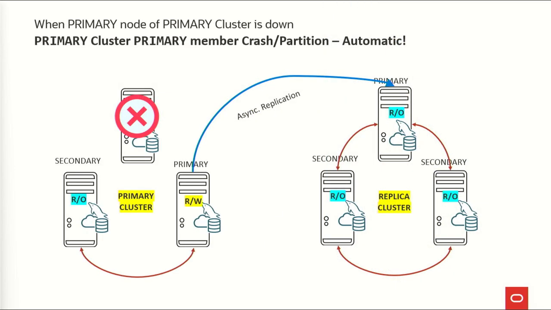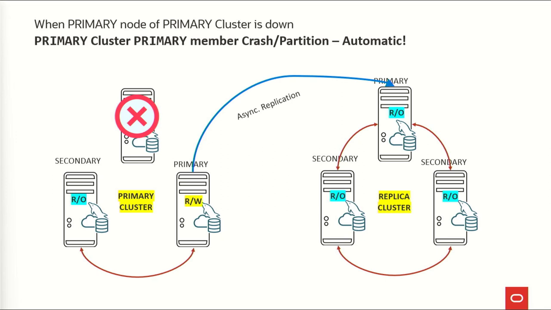Okay, if the primary node of the primary cluster fails, then the new primary will be running on one of the secondary nodes. That secondary node becomes a primary node with read-write. Automatically, the replication channel will be changed. It's no longer from here, but it is moving also. The replication channel moves to the new primary node, and it will connect to the primary node of the replica cluster, something like that.